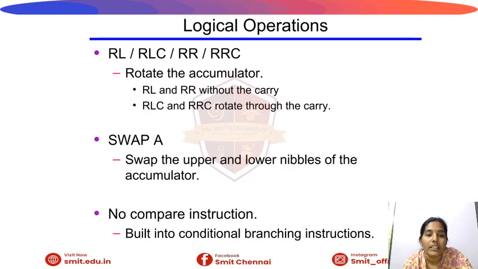Next, rotate the accumulator. There are 4 types of rotate instructions. There are 2, RL and RR. RL is rotate left, RR is rotate right without the carry. And next, RLC and RRC are rotate left with carry and rotate right with carry. And the next instruction is SWAP A. You can swap the upper and lower nibbles of the accumulator.